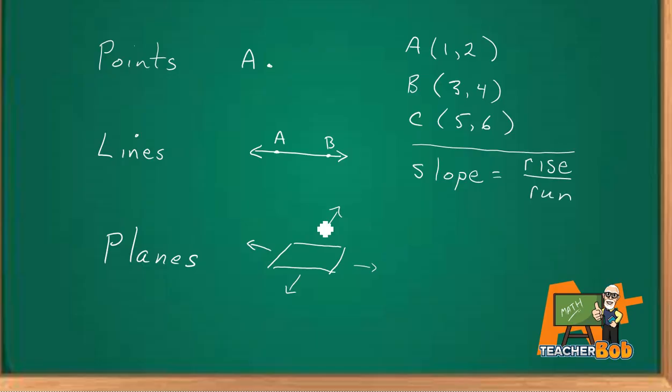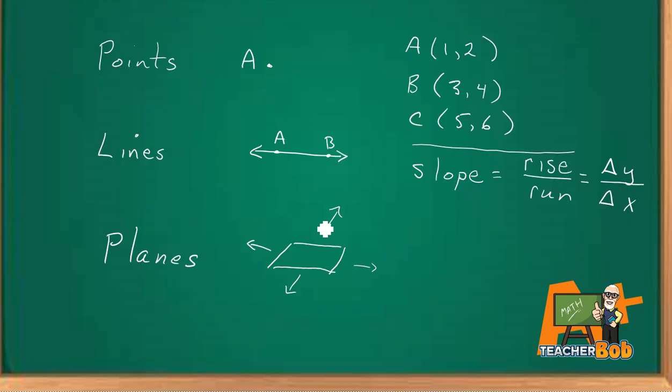And the rise can be shown by the difference in the y coordinates. We call that delta y, divided by the run, or the difference in the x coordinates between 2 points. That triangle is given the name delta, and it just means change. So the change in the y's divided by the change in the x's.